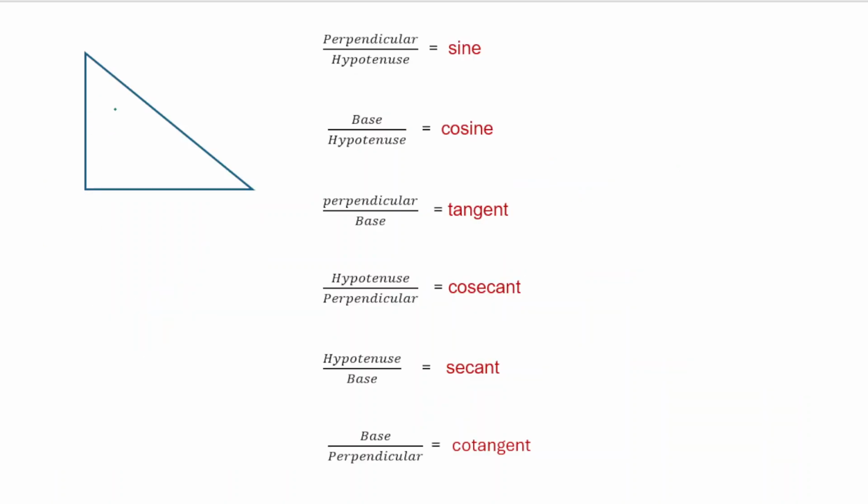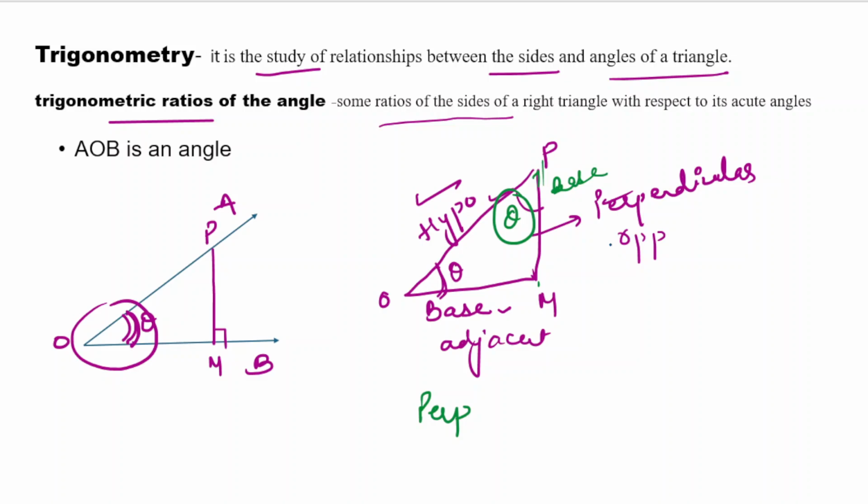Now we have a triangle here. Let ABC be the right angle triangle. We have to find the relationship on the basis of this angle theta. Okay, so let AB be the perpendicular, because it is opposite to angle theta, and BC be the base of the right angle triangle, and AC is your hypotenuse. Okay, now what can we see from here? Perpendicular, hypotenuse, and base.